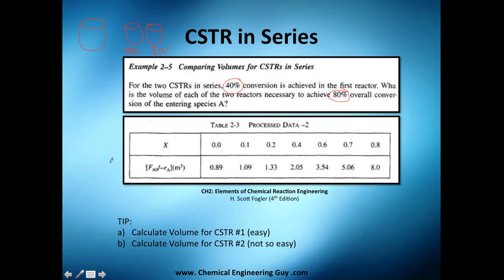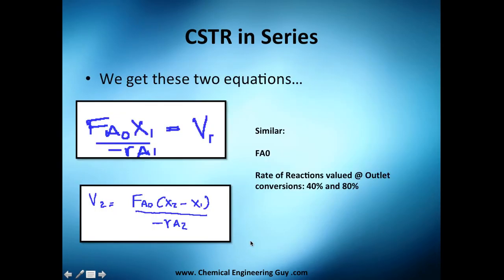They give you this table, conversion versus this, which is cool. The first tip is to calculate the volume of the first CSTR, which I told you before is the same formula we've been using so far. The second tip is to calculate the volume of CSTR number 2, which is not that easy because we need to apply this one here. The trick here is to remember this. I know that plugging in the numbers is easy, but the thing is knowing what to do.